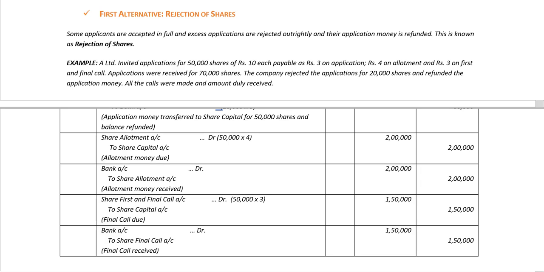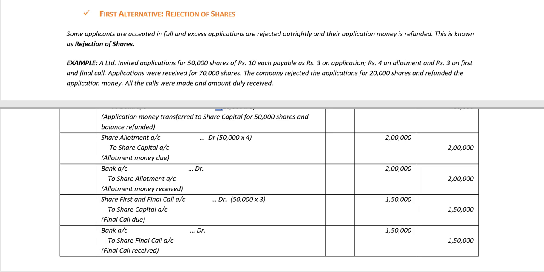Share allotment money due. It's on 50,000 shares at the rate of rupees 4 per share. Journal entry, share allotment account debit to share capital account, rupees 2 lakh. For receipt of allotment money, bank account debit to share allotment account, 2 lakh rupees.